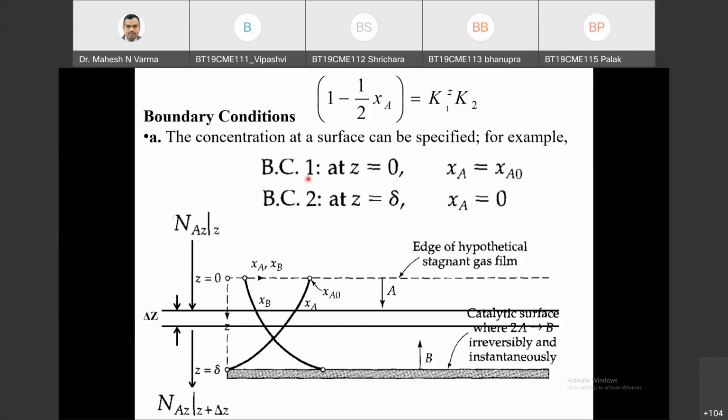So now get me the value of K1 and K2 and rearrange the equation. Substitute this boundary condition here. At Z equals to 0, Xa equals to Xa0, and at Z equals to delta, Xa equals to 0. So substituting this, get me the value of K1 and K2.